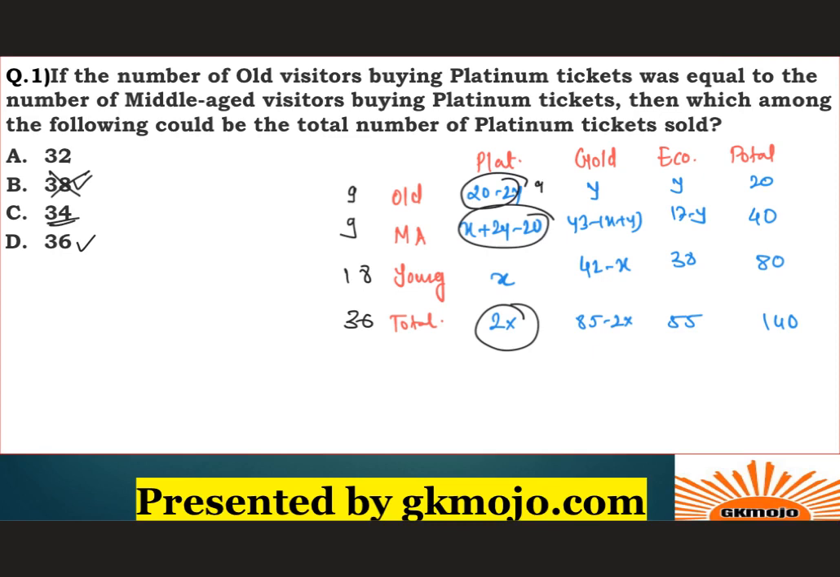Now if this is 9, so this total is 20 over here. So this gold and economy together should be 11, right? So 2y is equal to 11, and y is equal to 5.5. Again, half a ticket is not possible, so this option is also out, and your correct answer is option A, that is 32. If you had gone by the options, you would have got it correct in the first go only, but I wanted to show you why these options were wrong.